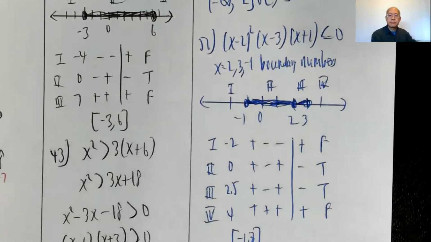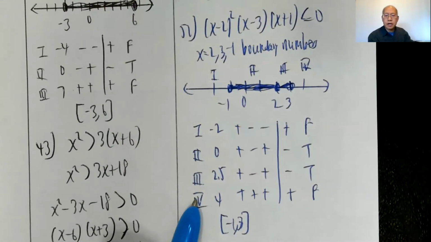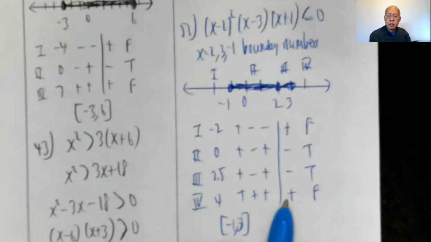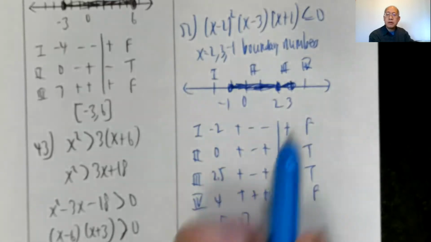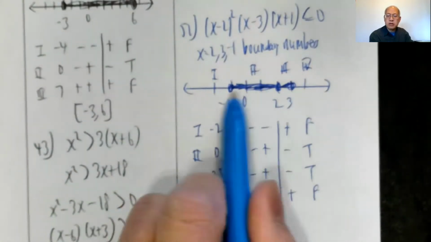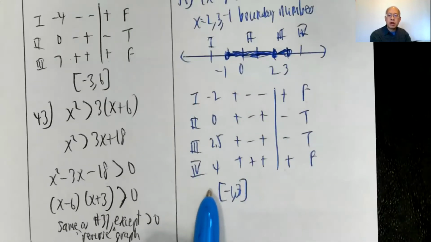Shade in region 3. And region 4, plug in 4. Positive, positive, positive, they're all positive. So multiplied together they are positive. Positive less than or equal to 0, that's false. So I shade in regions 2 and 3, which can be written more compactly as bracket, negative 1, 3 bracket.